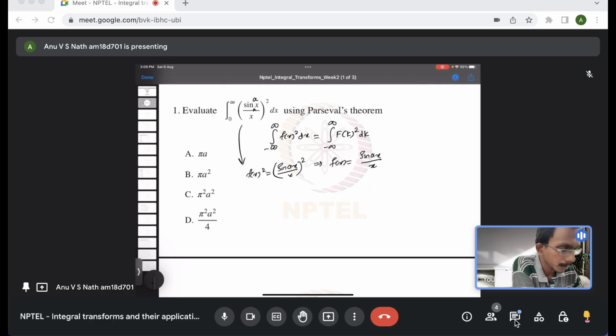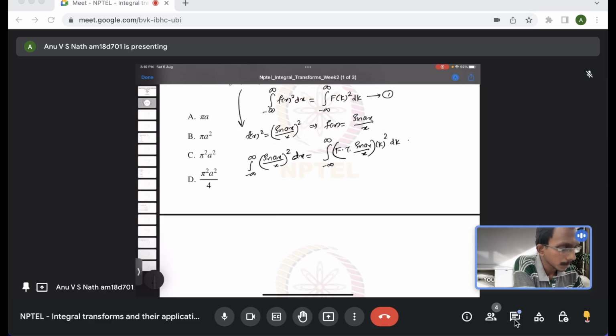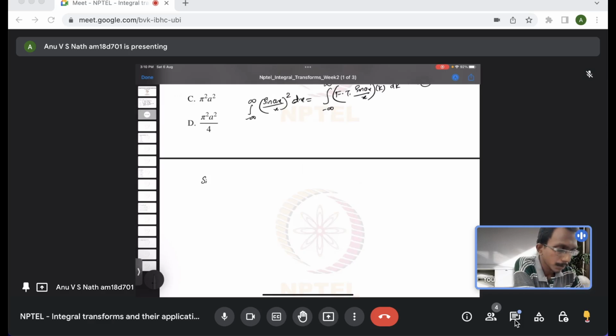Then we can apply equation 1, Parseval's theorem. The integral from minus infinity to plus infinity of (sin ax by x) the whole squared dx is equal to the integral from minus infinity to plus infinity of the square of the Fourier transform of sin ax by x in the variable k, dk. This is equation 2. If we know the Fourier transform of sin ax by x, then we can evaluate this integral. So first we need to find the Fourier transform of sin ax by x in the variable k.